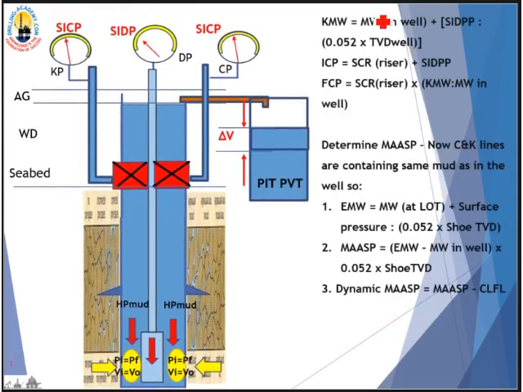A few basics about calculation of kill mud weight here. This formula: ICP, initial circulating pressure, you take the slow circulating pump rate pressure of the riser plus shut-in drill pipe pressure. Final circulating pressure, you take the slow circulating pump rate pressure of the riser times kill mud weight divided by mud weight in the well. Then you determine the mass. Now your choke line and kill lines are already flushed with the same mud as in the hole. Therefore, you just simply use these formulas here to work out the mass.